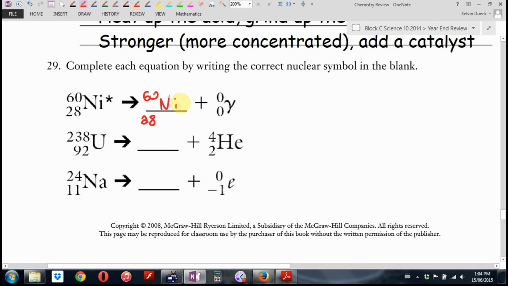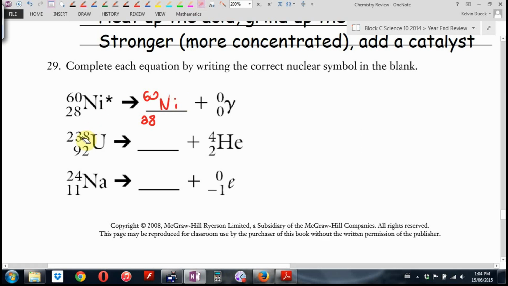Which one can't penetrate clothing or skin? Alpha, they're very big. They can't go through your skin or your clothing. If you swallowed something that gave off alpha radiation, that would be bad, though. Which ones can go through a couple layers of skin and clothing? Beta, because those are electrons.